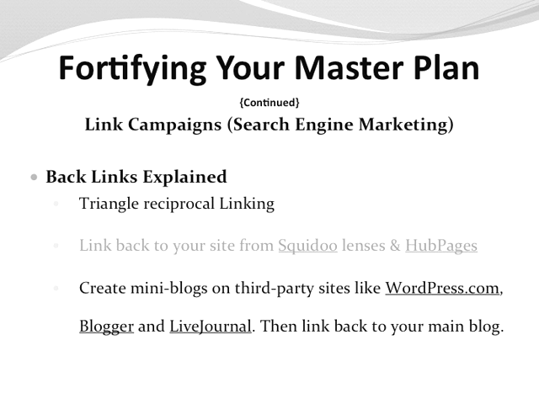Linking campaigns, search engine marketing. You can use triangle reciprocal linking. Check out the workbook to get more involved in that, and link back to your site from Squidoo lenses and HubPages. Create mini blogs on third-party sites like WordPress blogs as well. Like we said, at WordPress.com you can host your blog on there. Create mini sites to link back. It's all great backlinking stuff. And Blogger and LiveJournal, then link back to your main blog from Blogger and LiveJournal as well.